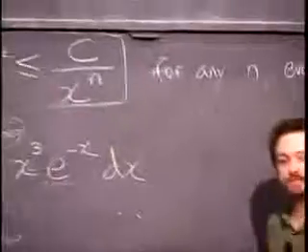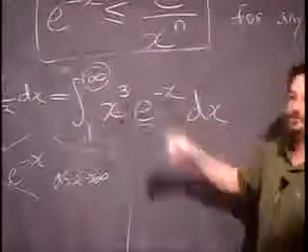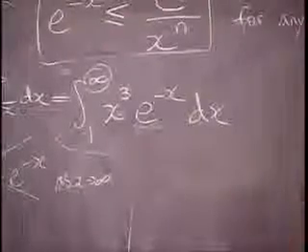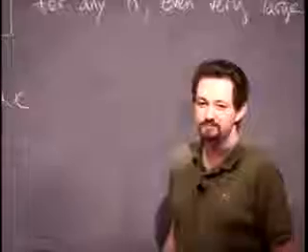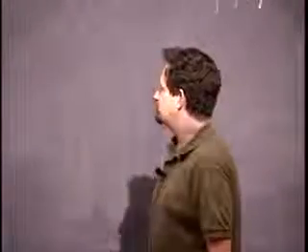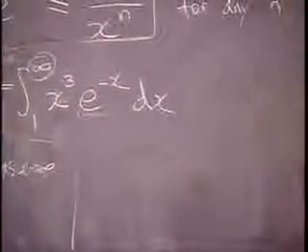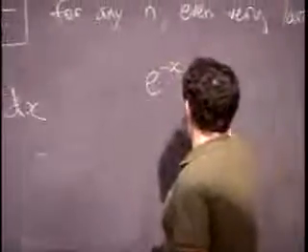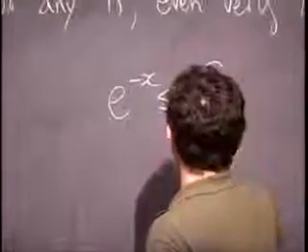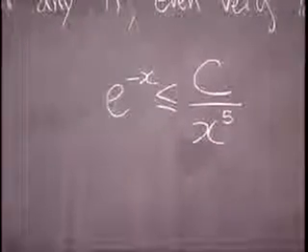Now here's the secret. You need to pick a power that is big enough not only to swamp the 3, but to leave a negative power in its wake. So what I would suggest is to add 2 to this power. 3 plus 2 is 5. I am going to say that e to the minus x is less than or equal to some constant over x to the 5. Why 2? You will see.